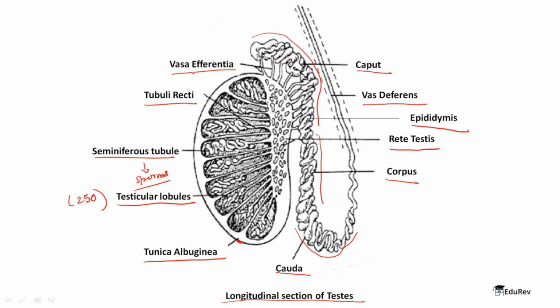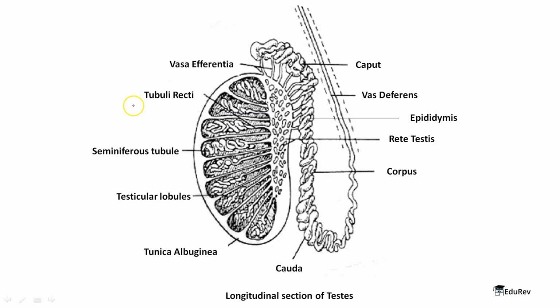Outside the tunica albuginea, there is one more layer which is known as tunica vaginalis, which is made up of connective tissue. We know that the testes are present inside the pouch named scrotum. The testes are attached to the scrotum with the fibrous structure known as gubernaculum.